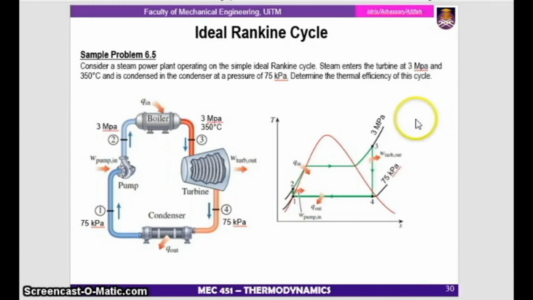Okay, this is a simple problem for the ideal Rankine cycle. Consider a steam power plant operating in a simple ideal Rankine cycle. Steam enters the turbine at 3 megapascal and 350 Celsius, and is condensed in the condenser at a pressure of 75 kilopascal. From here, determine the thermal efficiency of the cycle.